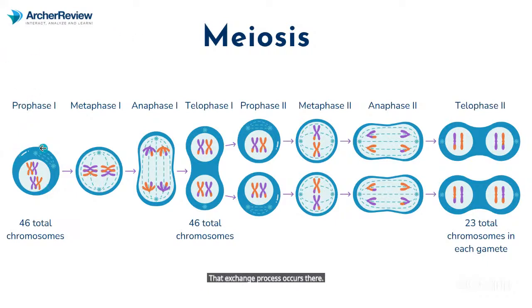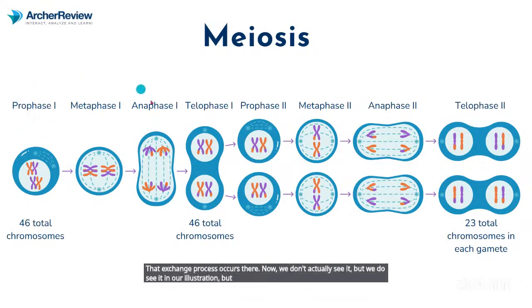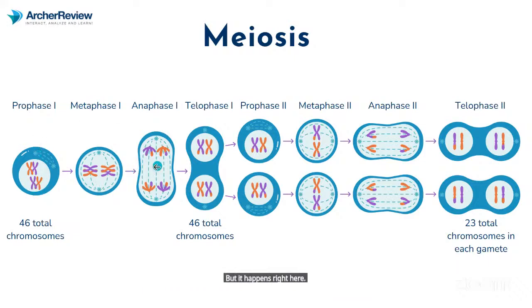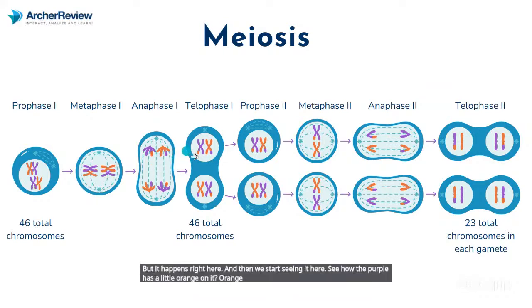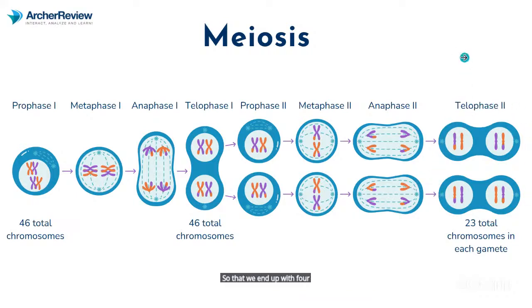Now, we don't actually see it, but we do see it in our illustration, but not till we get to anaphase. But it happens right here. And then we start seeing it here. See how the purple has a little orange on it, the orange has a little purple on it, and how that carries on all the way through, so that we end up with 4 genetically unique cells.